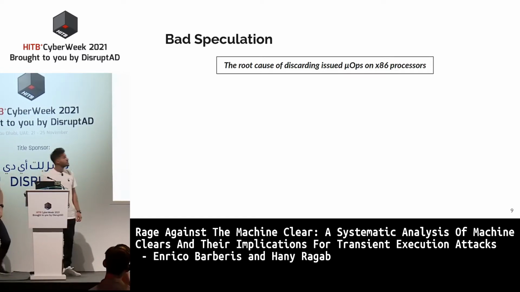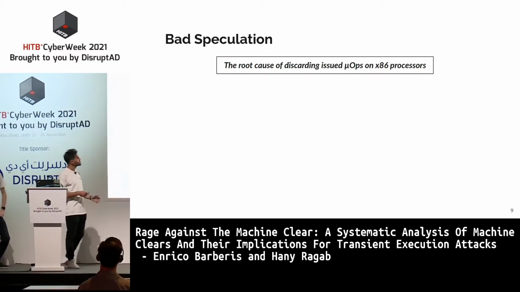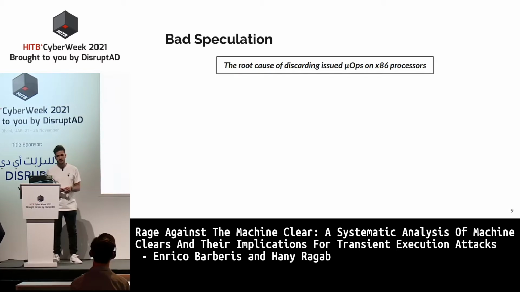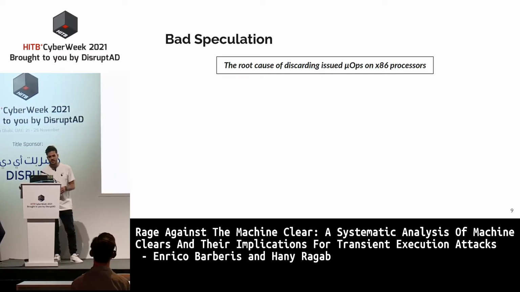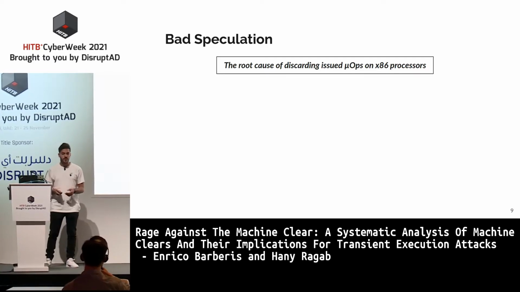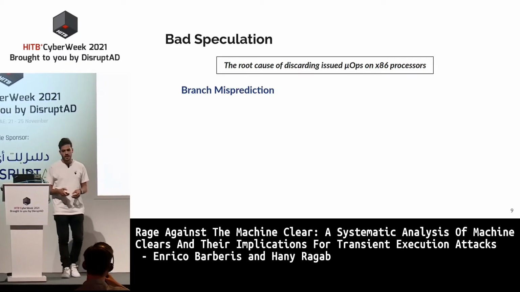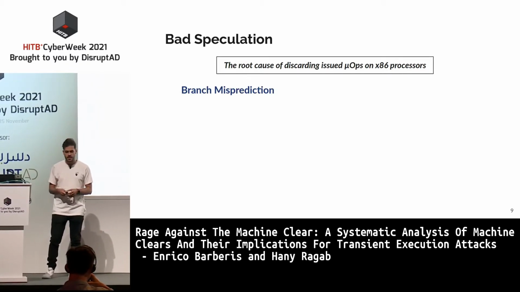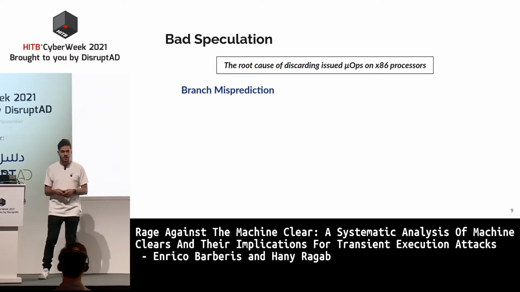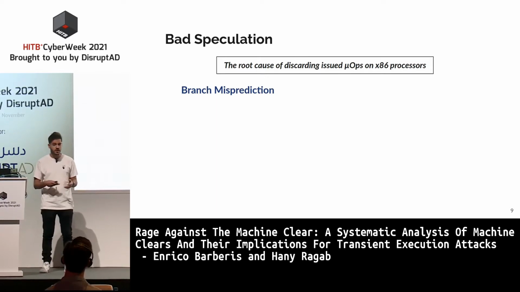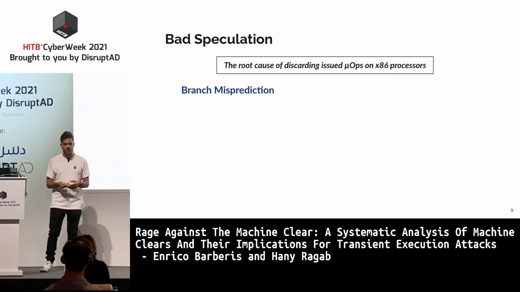All right. So let's look first at the main class of all these transient execution attacks. Here, Intel defines bad speculation as the root cause of discarding issued micro-operations on x86 processors. And it defines this bad speculation in two main subclasses. The first one is branch misprediction, which we just saw. It's basically when a branch predictor mispredicts either the direction or a target of a branch.